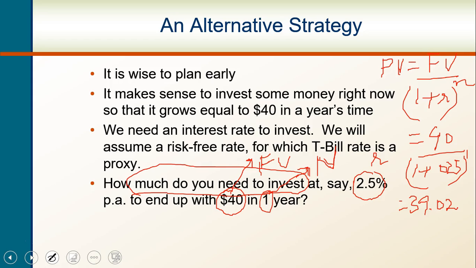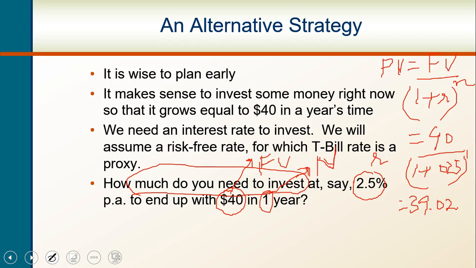So what we have answered here is that if we invest $39.02 today at a risk-free interest rate of 2.5%, and leave that investment running for a year, after a year this $39.02 would become $40, at which time we could use this $40 to exercise the call option if we want, or if we don't want to exercise the call option, then this $40 is ours to keep anyway.